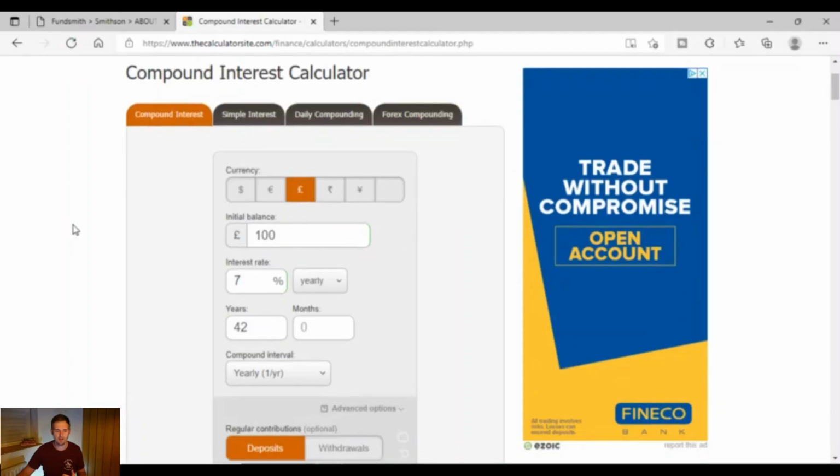We'll get on this compound interest calculator here and I'll show you the difference with just going with an index or going with a trust, and show you how much extra money you could have. I'll leave a link to this calculator down in the description if you want to play with these numbers. This is just a rough example.